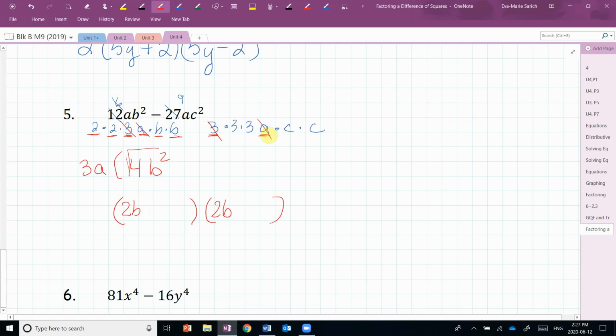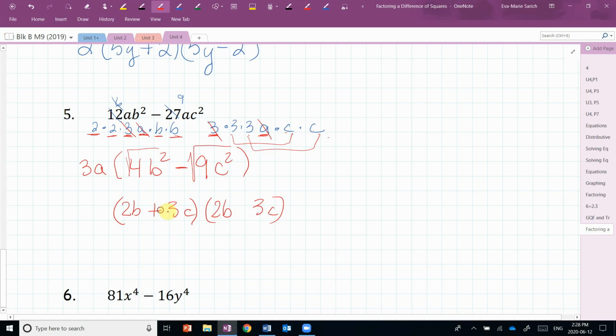Now, taking out our 3a, we get 3 times 3, which is 9, and c times c, which is c squared. Now, there is that subtract in between. So again, you should recognize that you can take the square root of 9c squared because you're getting your repeating here, 3 times 3 and c times c. So we're going to have 3c and 3c. Those are going to be our last terms.